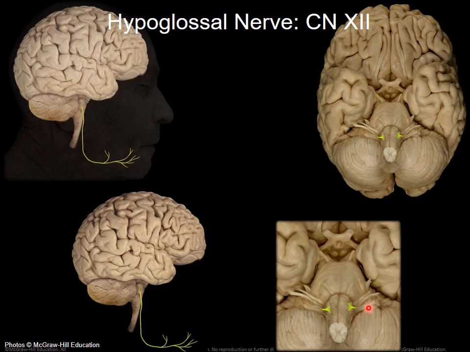So essentially, in front of the vagus, anterior to the vagus on the medulla, is where you expect to find the hypoglossal nerve. And again, it passes out through the hypoglossal canal.